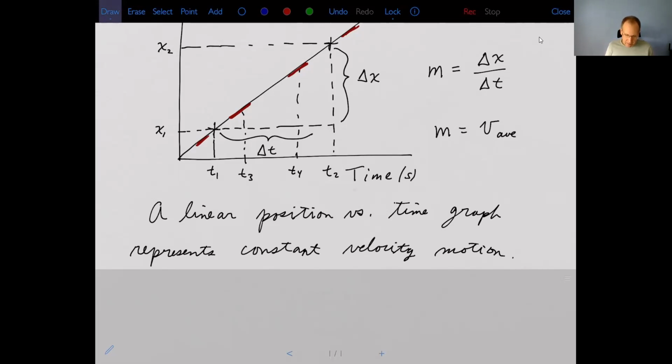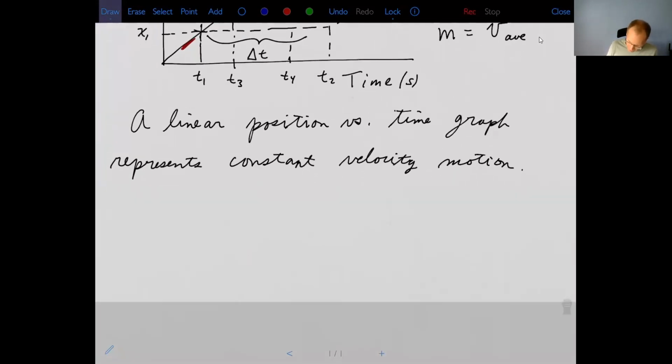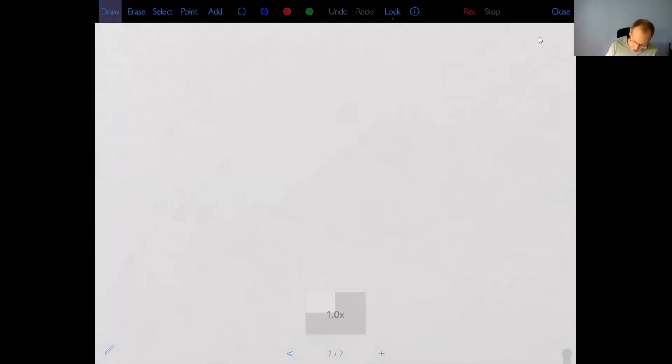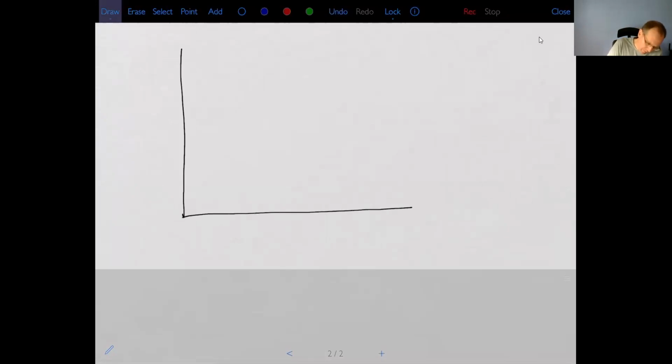What if your graph is curved? What if it's like quadratic? Let me do the quadratic case. Actually, I'll go to a new page and do this. So now let's say I have position, say in centimeters versus time in seconds. And let's say it's parabolic. Let's say it does this.